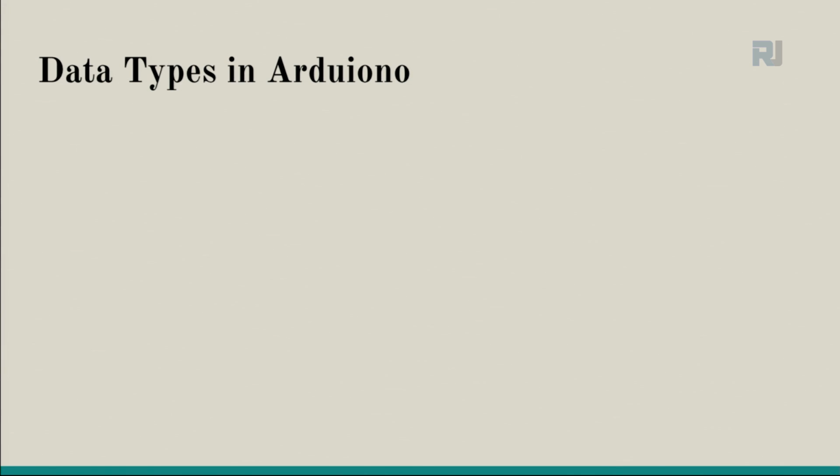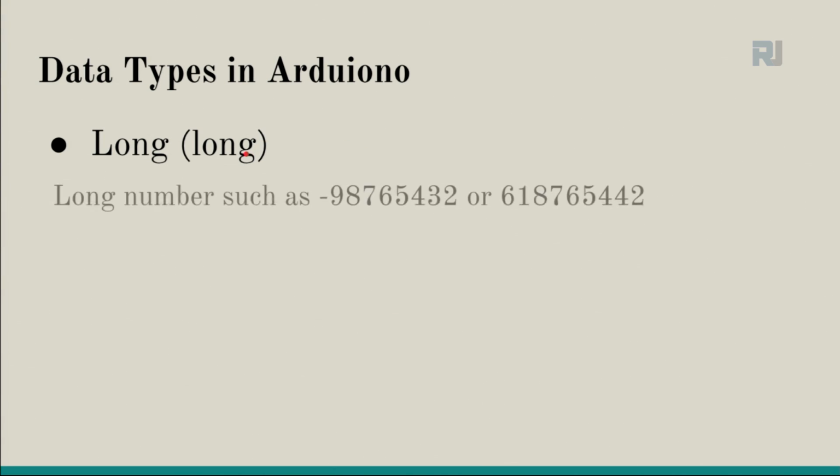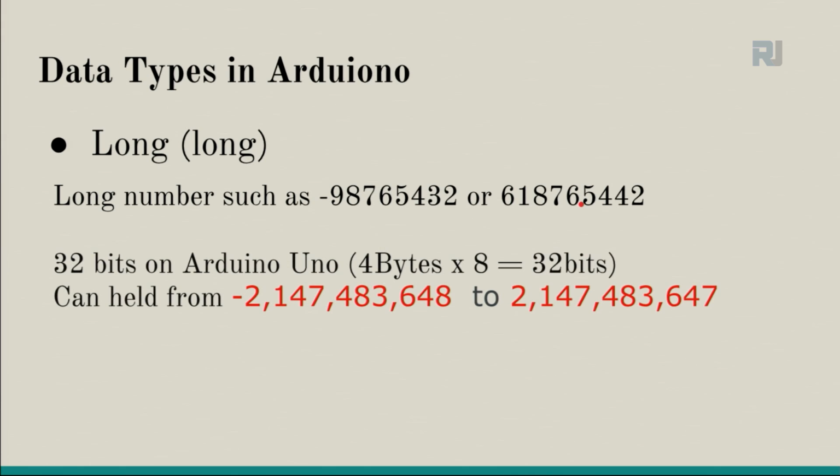Another data type that we have in Arduino is called long, and it is written with a lowercase l. For example, if you want to store minus 98 million something or plus 618 million, which cannot be stored in an integer, you can use long to store these values from negative to positive, and it occupies 4 bytes, 4 times 8, 32 bits in Arduino Uno. The lowest number it can store is minus 2 billion 147 million, and it goes to plus 2 billion 147 million. As you can see here, the positive side is 1 number less.